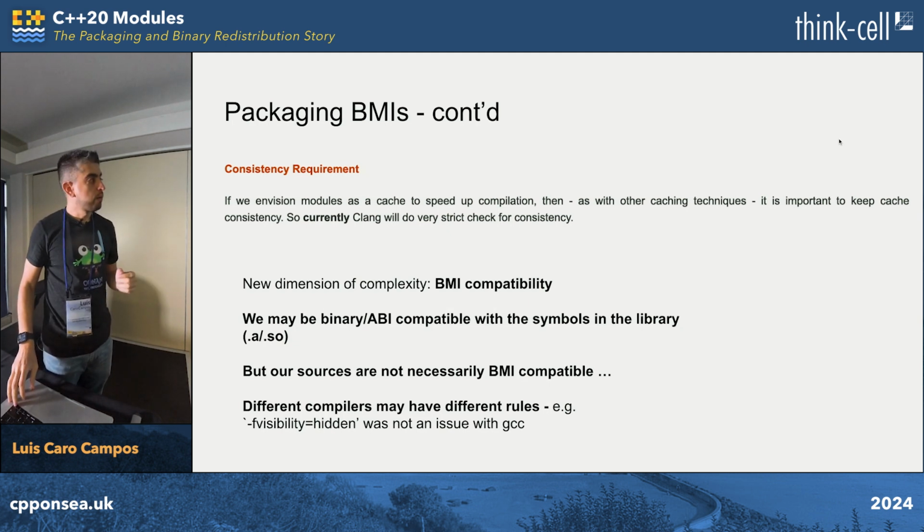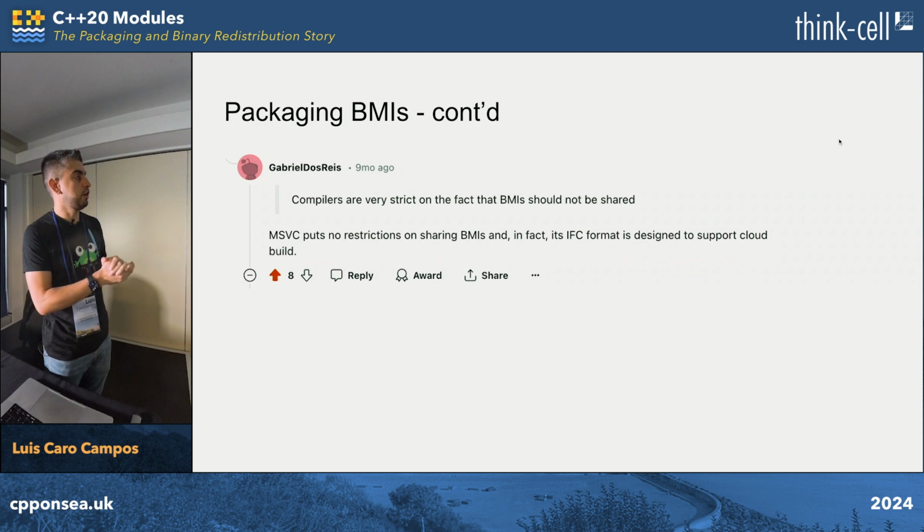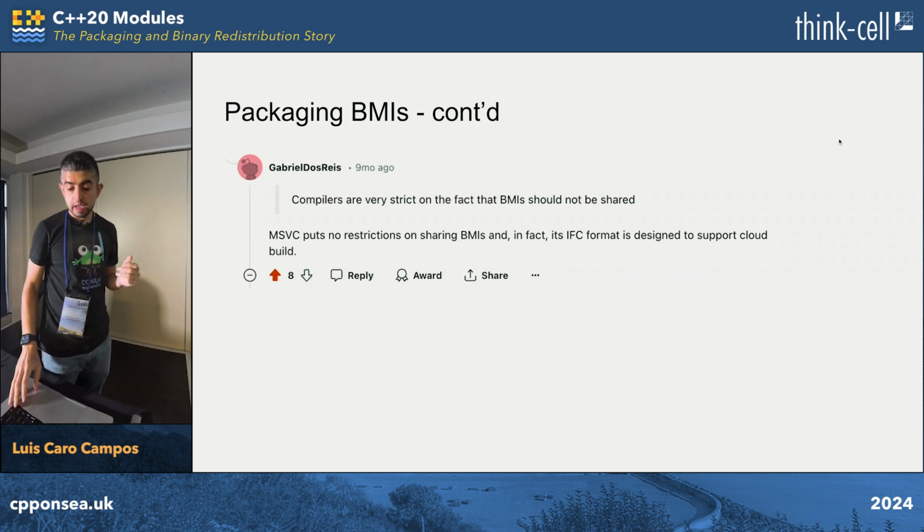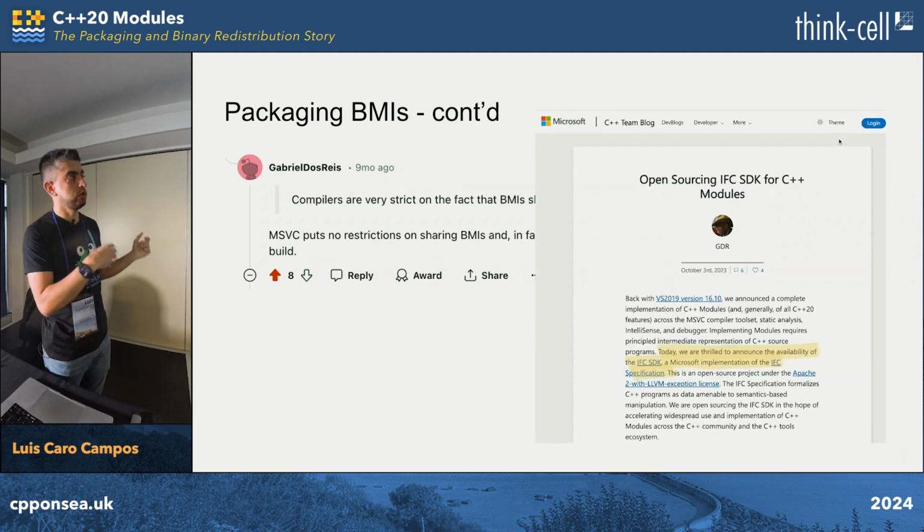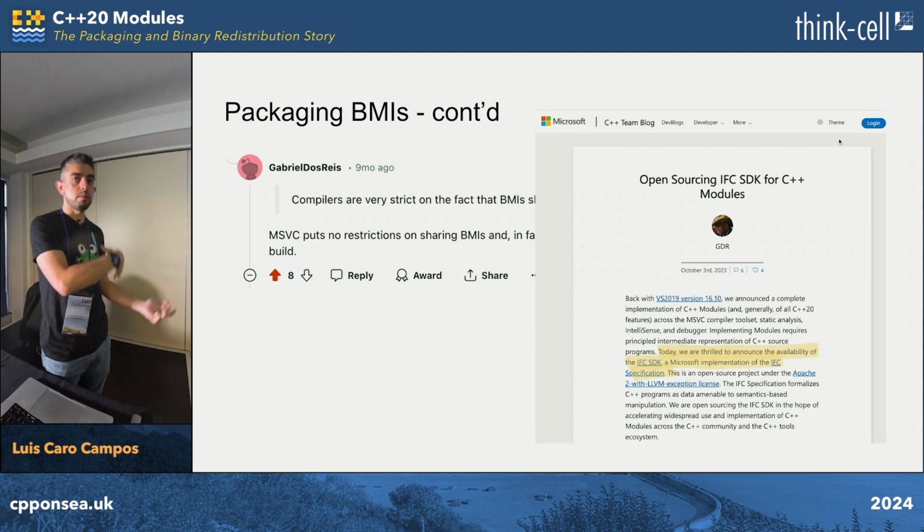Another word of caution: this is the case for both Clang and GCC when it comes to incompatibility with BMIs. But for MSVC, at least Gabriel Dos Reis says, in a thread on Reddit, that they put no restrictions on sharing BMIs. And in fact, this is something that they want to support. They have actually open sourced the file format of their BMI that's used internally by MSVC, I think with the hopes that other compilers adopt it.